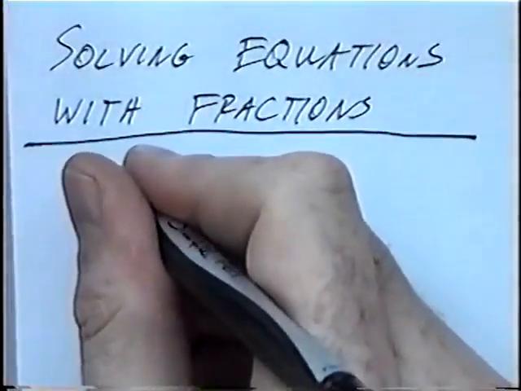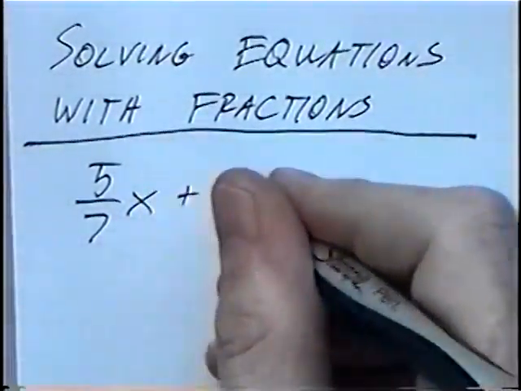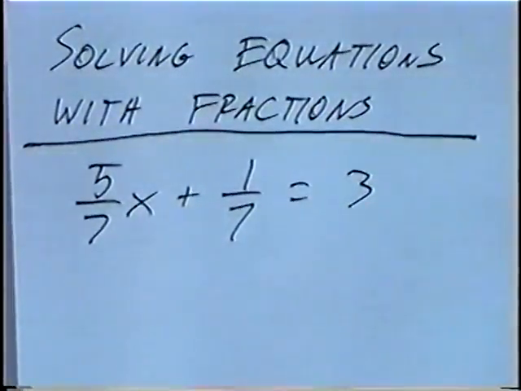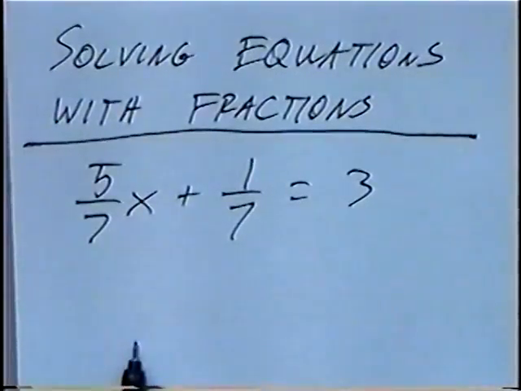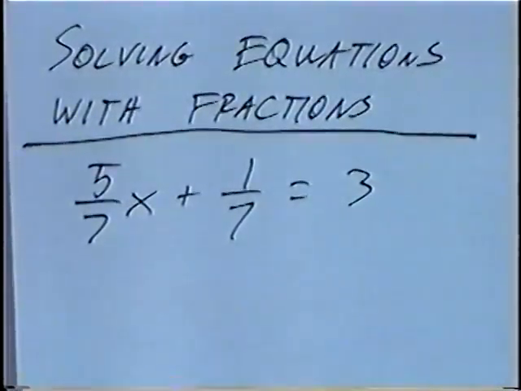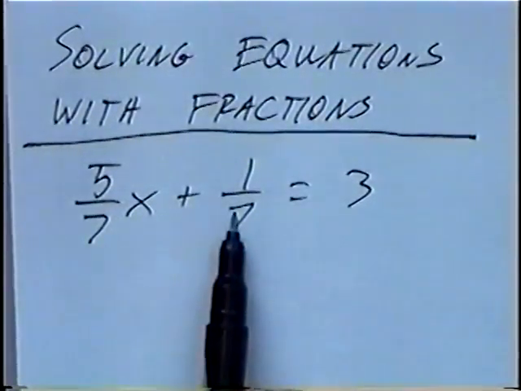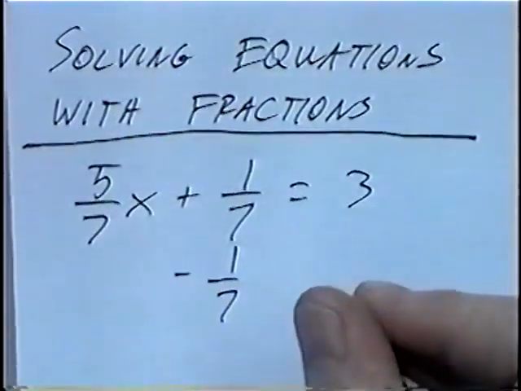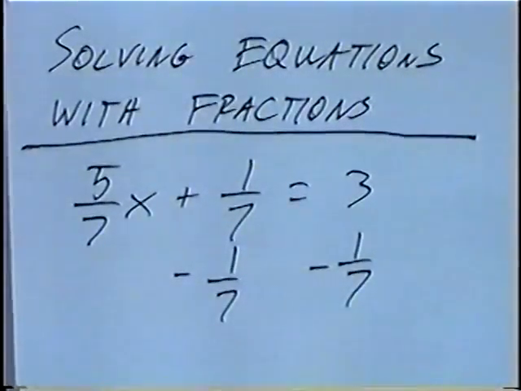First equation is 5 over 7 x plus 1 over 7 equals 3. Solving this question again, we want to get x by itself, so our final answer would be x equals the answer. We're going to leave x on the left hand side. We can get rid of the fraction plus 1 over 7 by doing the opposite, which is minus 1 over 7. And again, we'll do that to both sides of the equation.